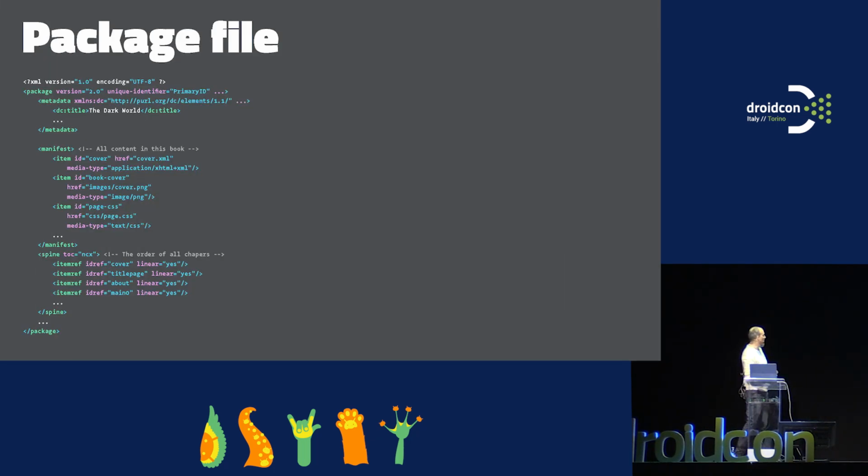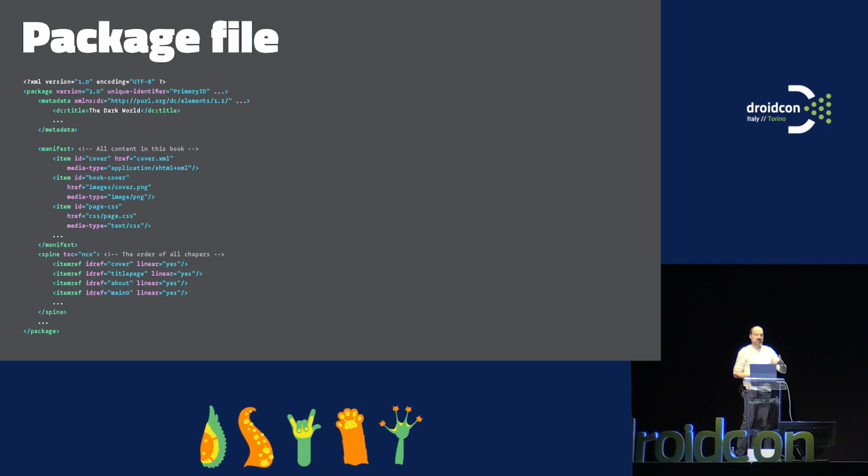The package file, and this might be a little bit small. You can check the slides later. I'm just going to mention it. There's a number of sections here, and the first section is the manifest section in this package file. It defines all the content in the ePub that you're able to load.